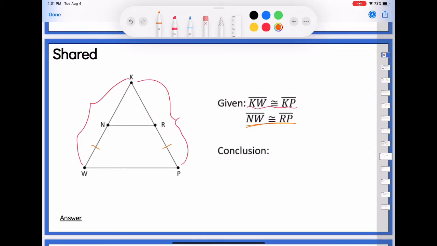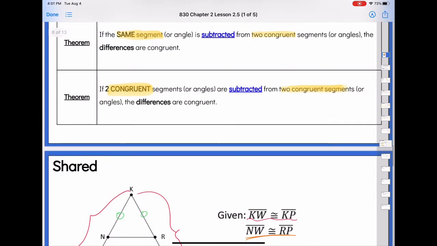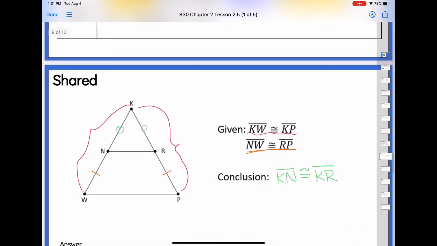Big parts congruent, two congruent small parts. If two congruent segments are subtracted from two congruent segments, then the differences are congruent. So KN is congruent to KR, and that would be that second subtraction property that we just saw, that bottom one right there. All right, so hopefully this idea of drawing conclusions is getting to be really helpful for you.